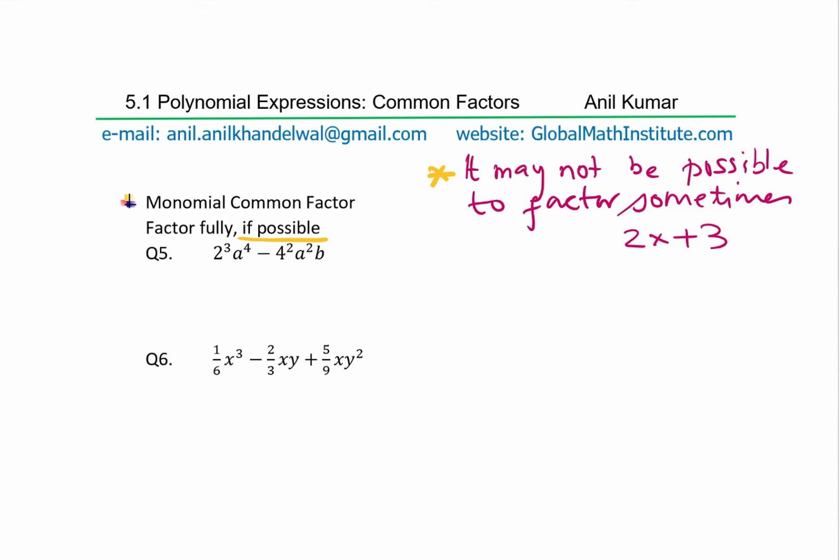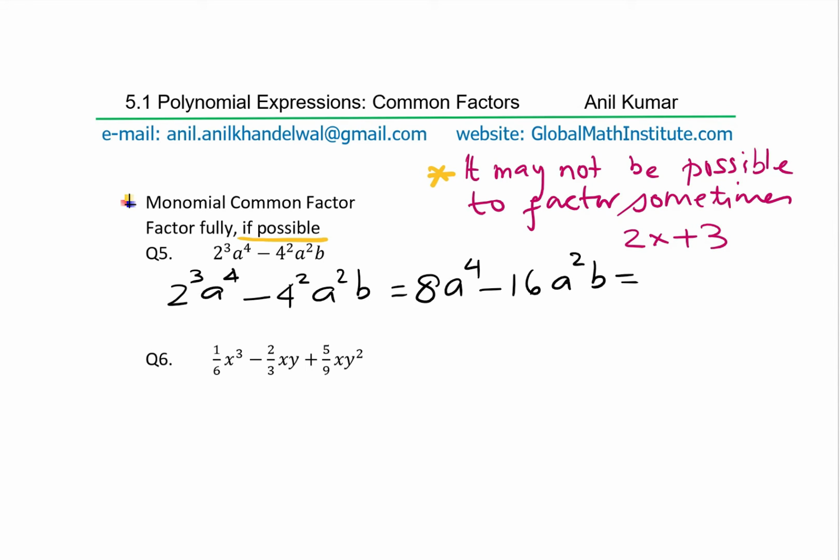We are now looking into factoring 2 cubed a to the power of 4 minus 4 square a square b. Let me rewrite this. That's tricky. So what is 2 cube and what is 4 square? Well, it's better to rewrite this. 2 cube is 8 and then we have a to the power of 4 minus 16, since 4 square is 16, a square b.